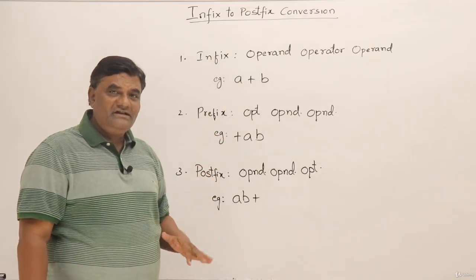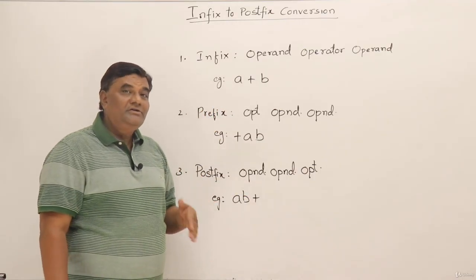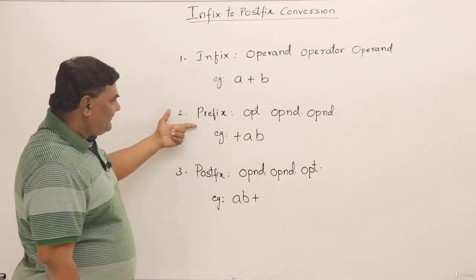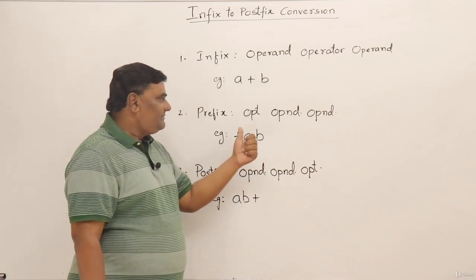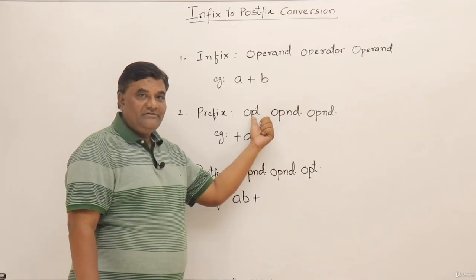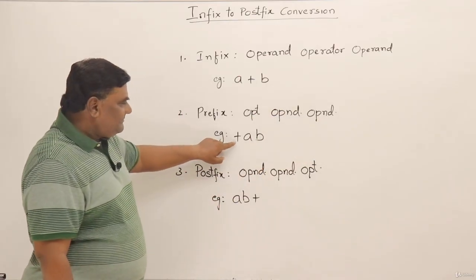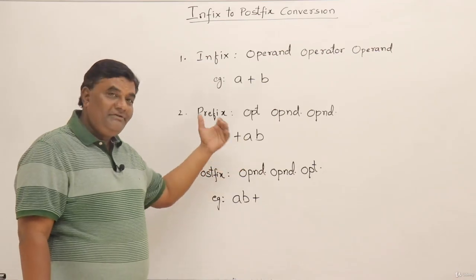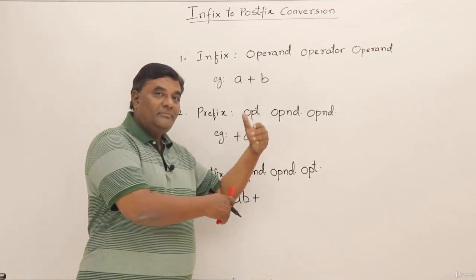But in computer science, apart from this, we have introduced two more methods, that is prefix and postfix. So let us see prefix. Prefix means operator, operand, and then operand. So for example, that plus operation, a binary operation, comes before two operands. So first you will have the operator, then that operation has to be performed on A and B.